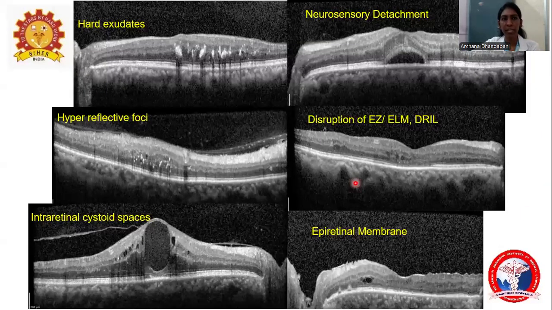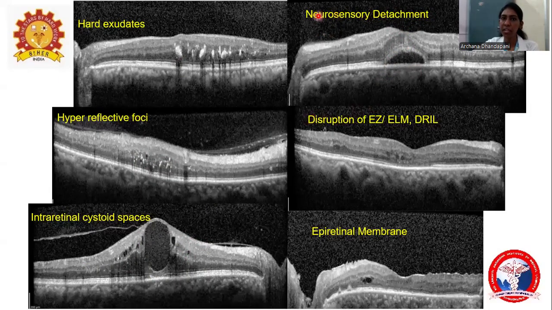So the findings that we can see in diabetic retinopathy include hard exudates. It will have a post acoustic shadowing. In case of hyperreflective foci, it will be small hyperreflective dots and it doesn't have a post acoustic shadowing. And we can also see intraretinal cystoid spaces. Here, multiple cystoid spaces are seen, and it will be in the layer of outer plexiform and inner nuclear layer. And neurosensory detachment, that is the separation of the neurosensory retina from the RPE, we can see.